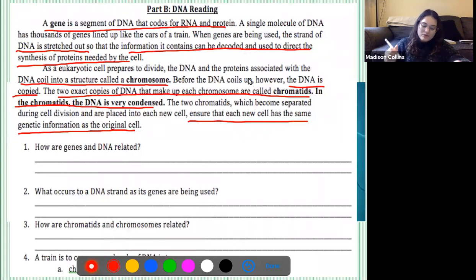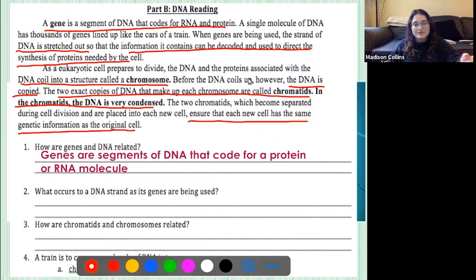Okay, number 1, how are genes and DNA related? Well, as we just saw in that previous picture, genes are segments of DNA that code for a protein or a specific RNA molecule. And these proteins are going to be what determine your traits, your physical traits, things like hair color, eye color, skin color, all of that is determined by your genes.